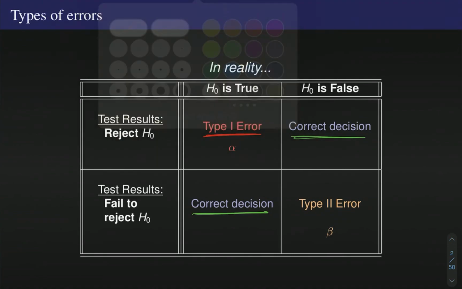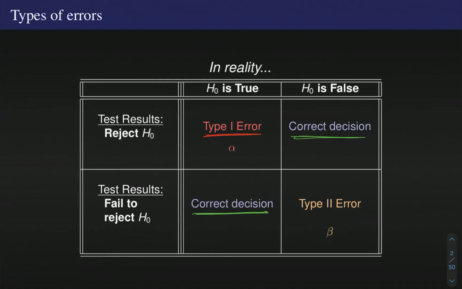But it is possible that the sample that we collected is an unlucky sample, and it tells us to fail to reject H0 when in fact the null hypothesis really should be rejected. This is what we call a type 2 error, and it's related to another Greek letter called beta.